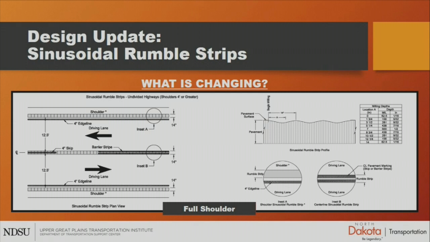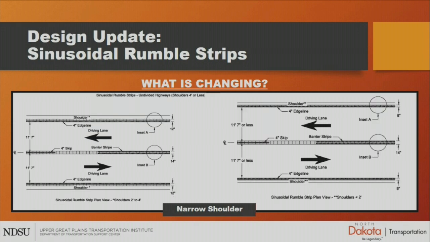Also, as the next slide here shows you, it's pretty similar to our current standard, the sinusoidal design. The width is also a little bit different. It can be modified at the edge line or at the center line, just depending on the width of the shoulder. So the narrower the shoulder, the narrower the rumble strips, essentially, is what that comes to.